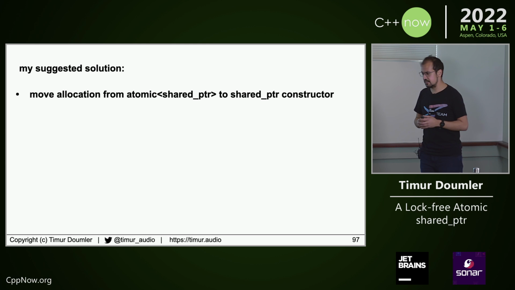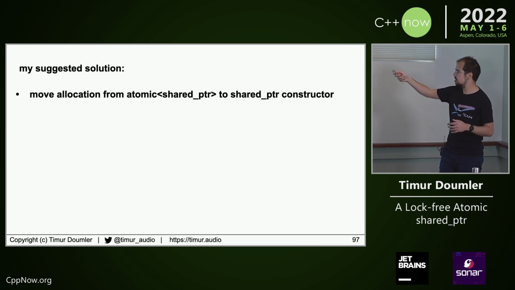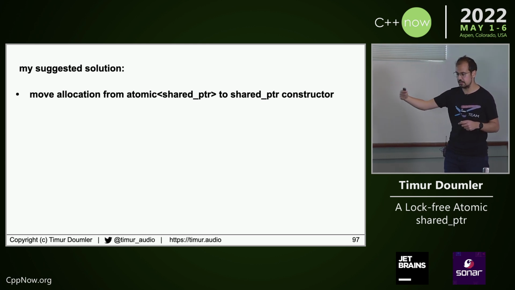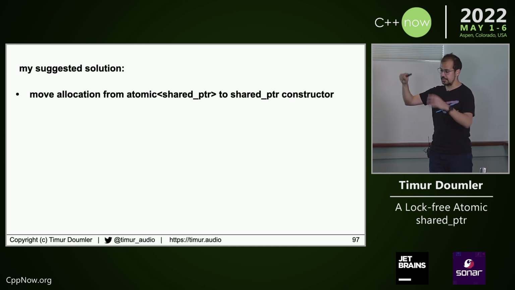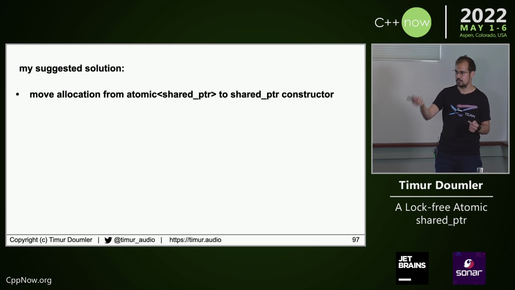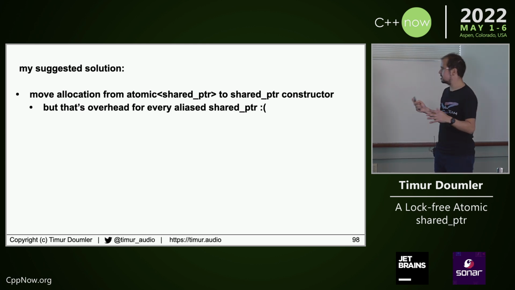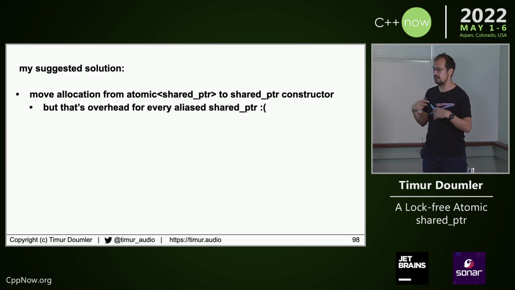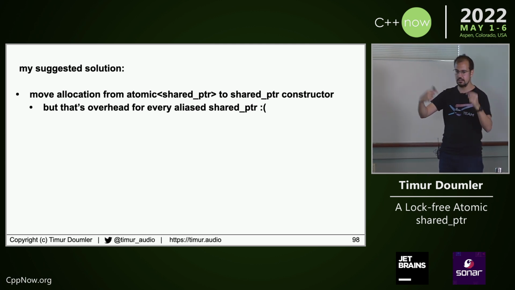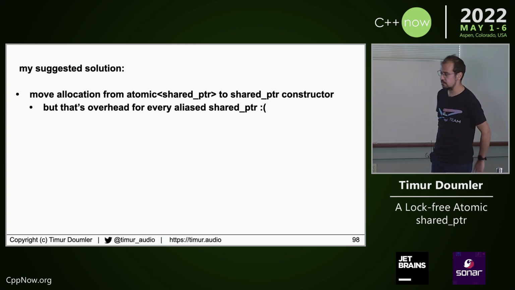My suggestion for how to fix this would be to move the allocation from the atomic shared pointer into the shared pointer itself. So you do the allocation every time you create a new shared pointer instance that's aliasing. And then by the time you store it into an atomic shared pointer, you don't have to do that anymore, because you've already done it. So in this way, all the atomic operations are going to be lock-free. The problem is that there is going to be an overhead in the shared pointer constructor whenever you create an alias shared pointer, even if you don't use that shared pointer together with atomic shared pointer. So that's a price that you have to pay.